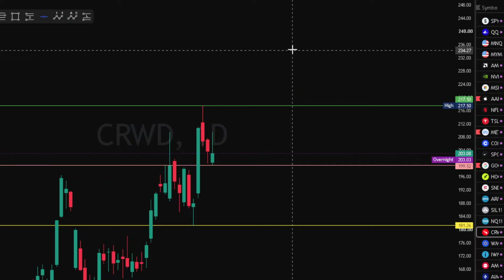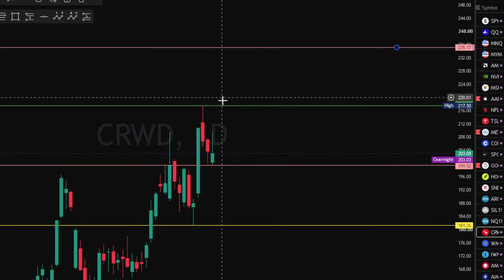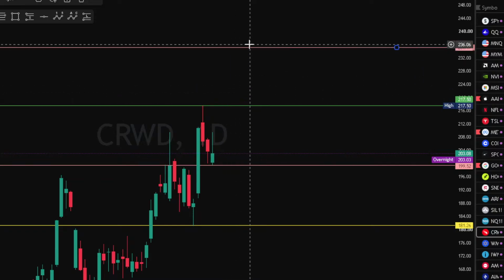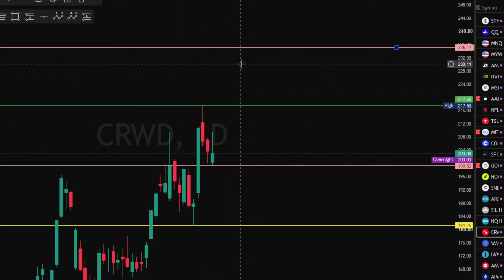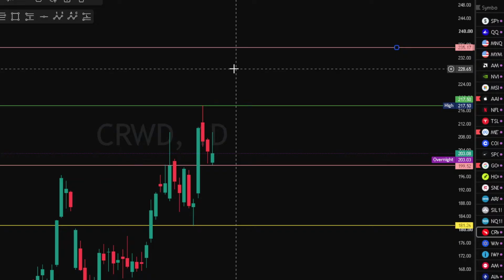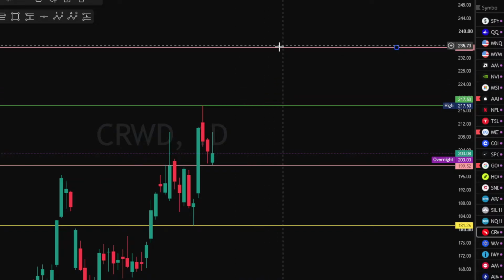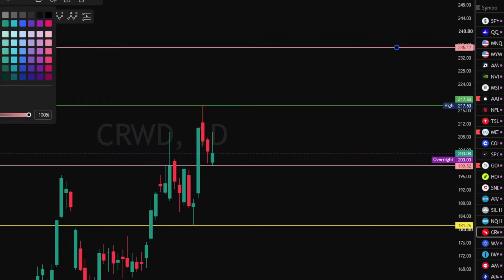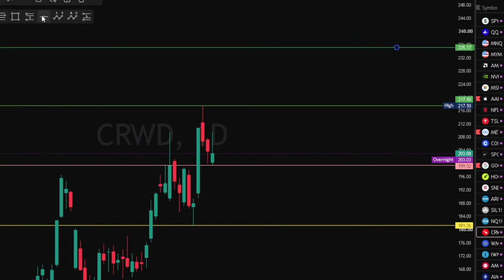I say 230, 235. Let's put that. We could be aiming for possibly 235. Nice close above 217, potentially aim for that 235 area. Okay, like I said, it can probably slow down at 228, but we looking for that 230 at least. As long as we get that nice closure above that 217.